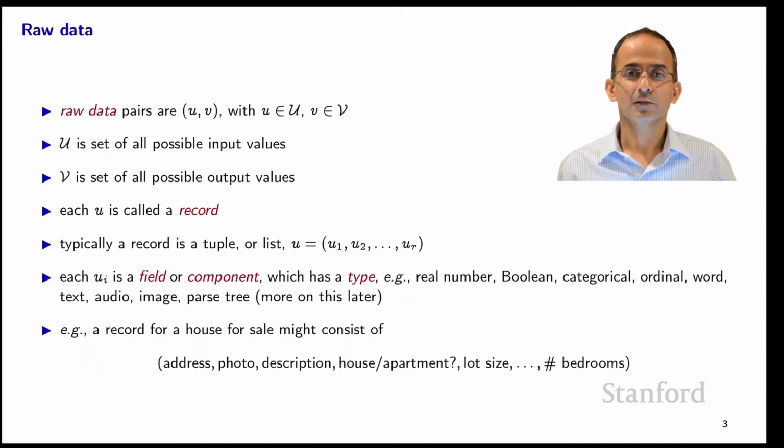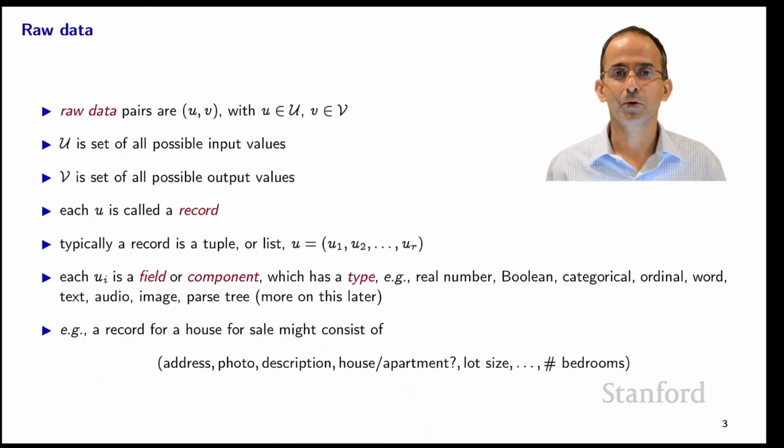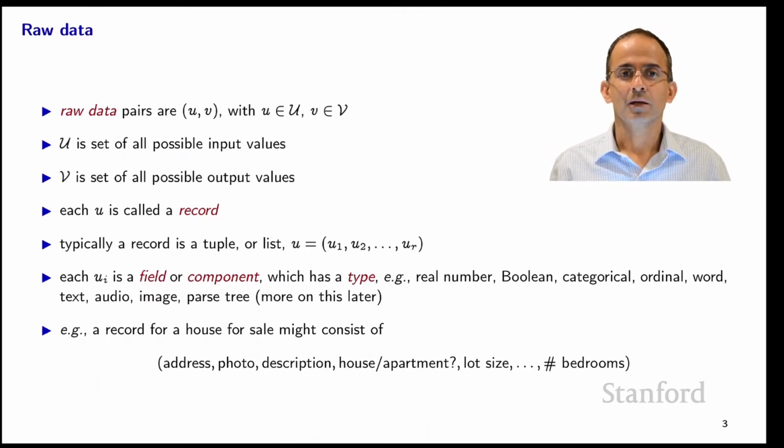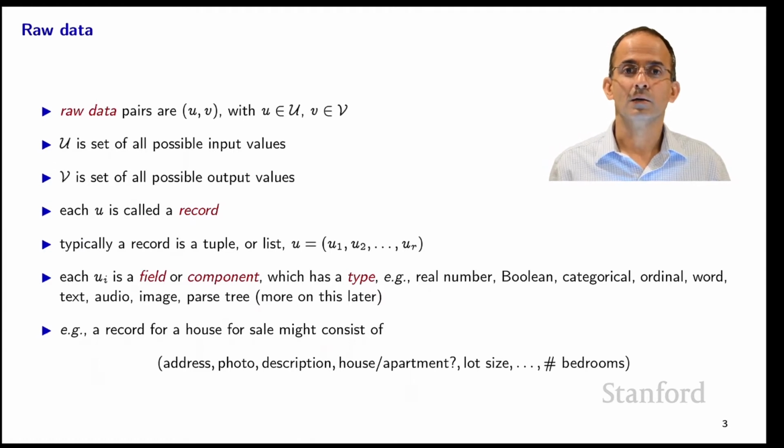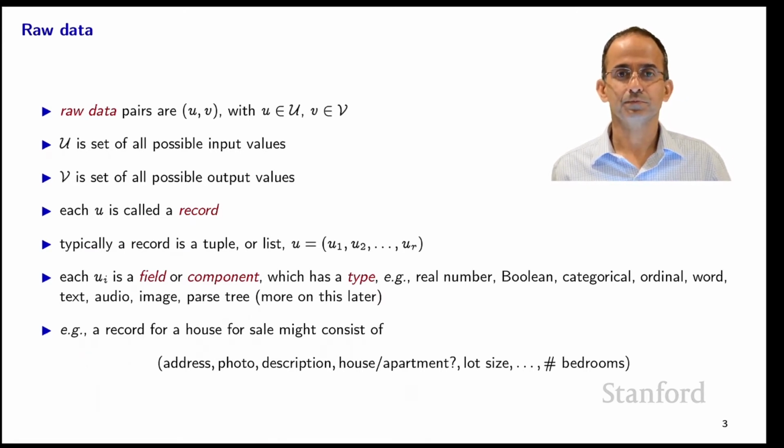Each of these fields has a type. It might be a real number, it might be a Boolean. It could be one of several different types. It could be a piece of text, it could be audio, it could be an image, it could be a parse tree, an output of a compiler. There are also certain generic types that we talk about, categorical and ordinal types, and I will tell you what those are shortly.